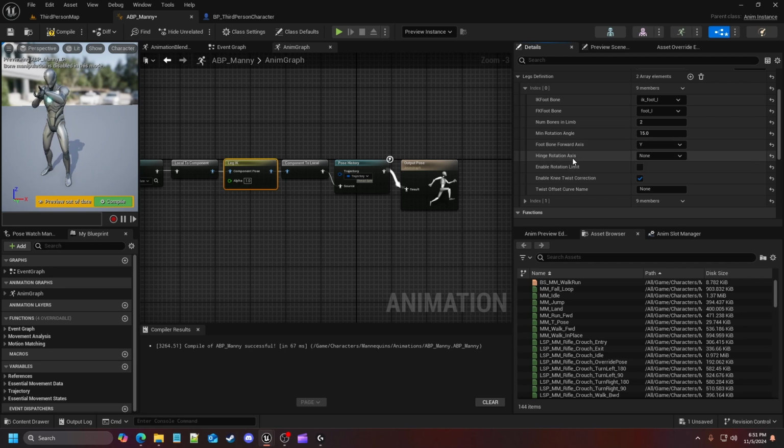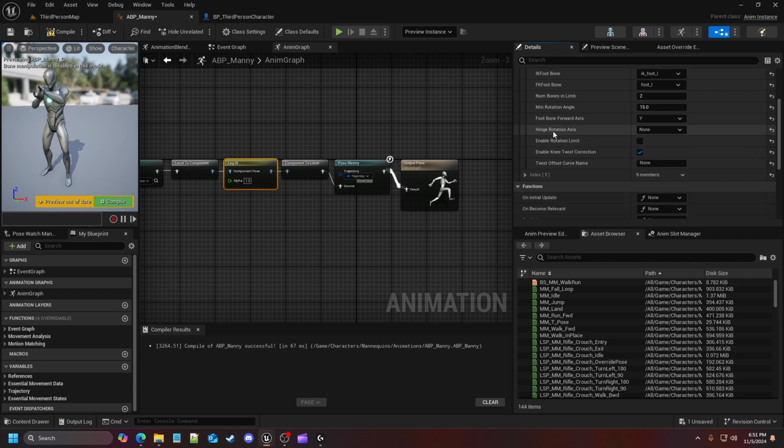Then we have the hinge rotation axis, and even in the game animation sample project, this was set to none. Basically, since we have no specified hinge axis defined, this means that our leg doesn't have a strict rotational constraint like an elbow might have. So we're not constraining it to anything. Then we have enable rotation limit here. We're going to keep that as false. Since this is off, there are no hard limits placed on how much the leg can rotate at the joints. So that is what that is doing.